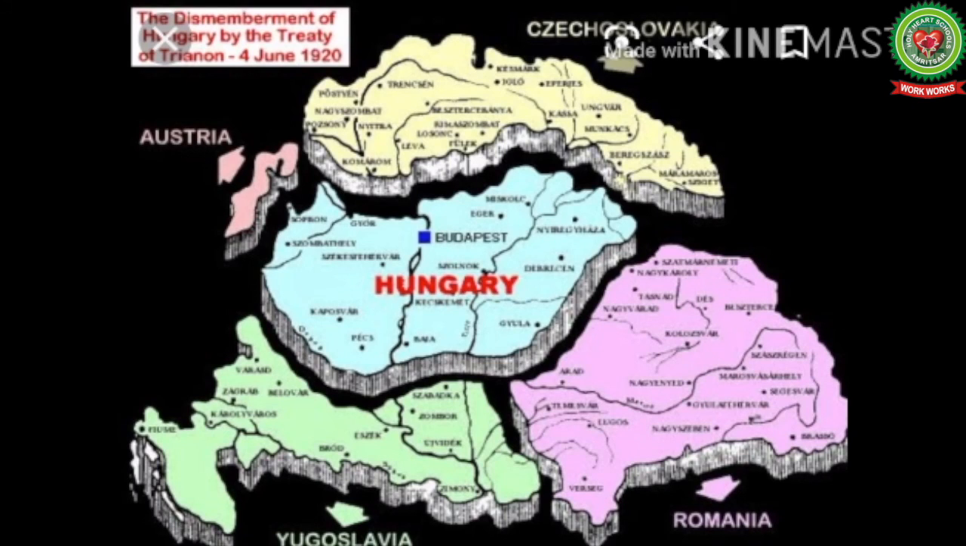See on your screen, there's a map of Europe after the Treaty of Versailles. Austria-Hungary was divided. Austria remained now a small nation. Hungary was made separate. Romania, Yugoslavia, and Czechoslovakia all were declared independent states after the Treaty of Versailles.